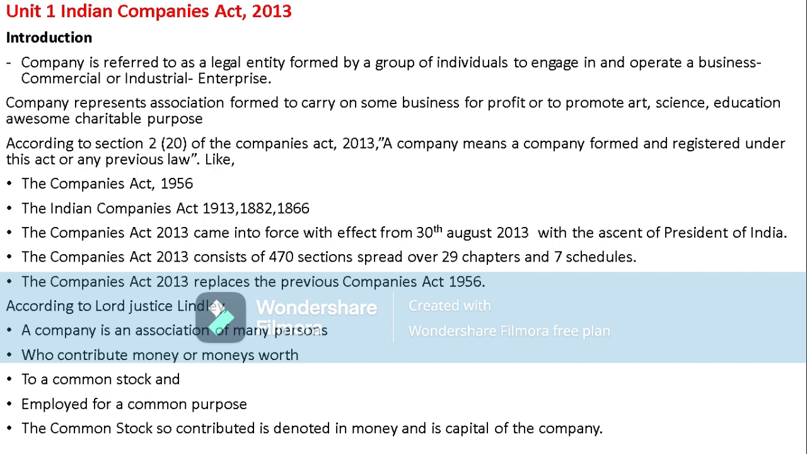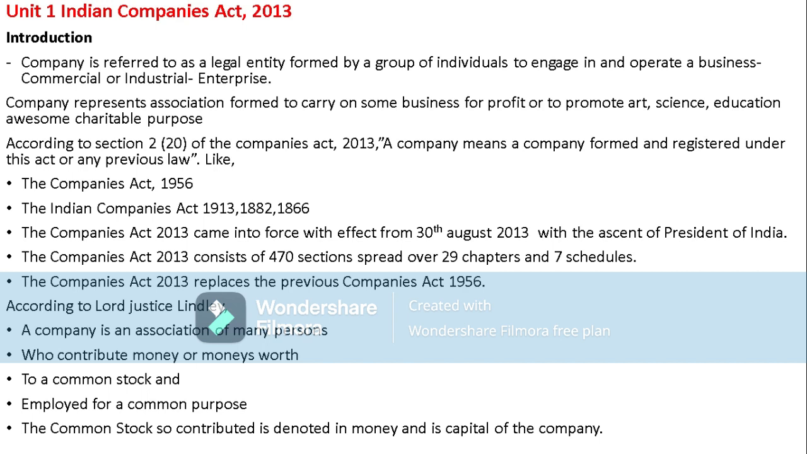According to section 2 subsection 20 of the Companies Act 2013, a company means a company formed and registered under this Act or any previous law. So here there is no confusion. A company means a company formed and registered under this Act. That is known as a company. Means the company which is registered, formed, or incorporated under the Companies Act, either 2013, or before that the 1956 Act, and before that 1913, 1882, 1866, 1844.